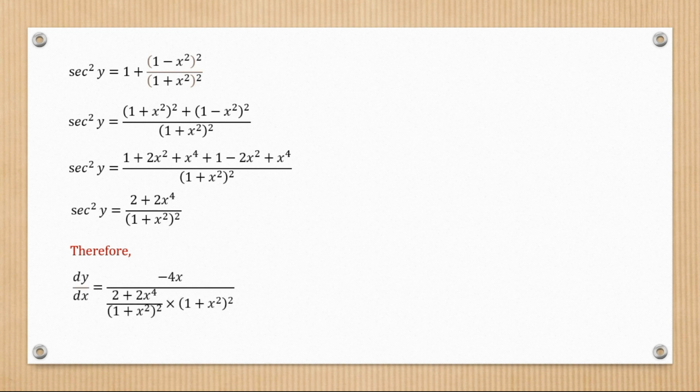So we have negative 4x divided by that, and we can see that this and this totally cancel, and we are left with dy/dx being equal to negative 4x over 2 plus 2x to the power 4. Now we can factorize out a 2 in the denominator, then reduce that with the numerator, and we have a negative 2x in the numerator, and in the denominator we'll be left with 1 plus x to the power 4, and that is what they wanted.